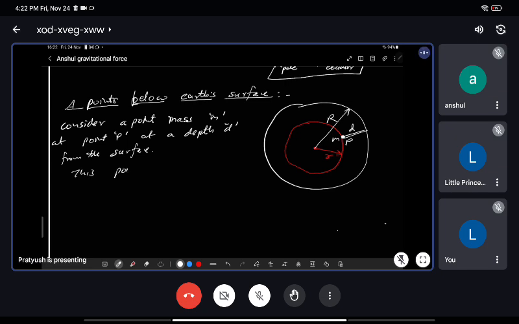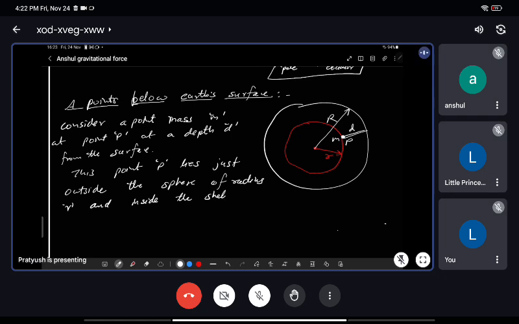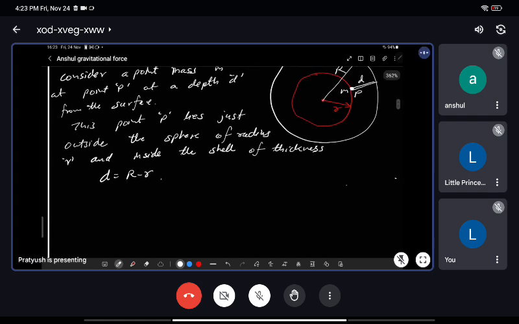This point P lies just outside the sphere of radius small r and inside the shell of thickness R minus small r, where small r equals R minus d. Okay.